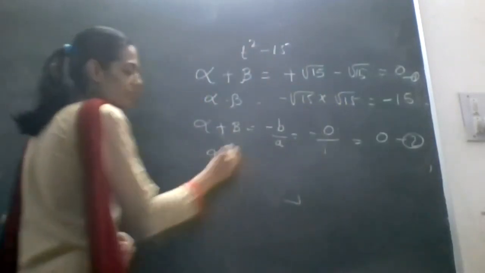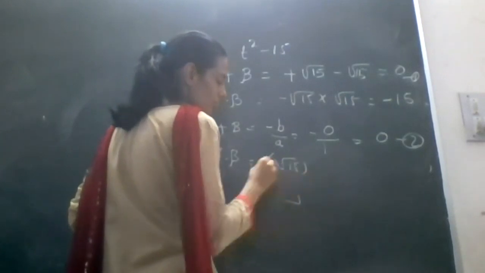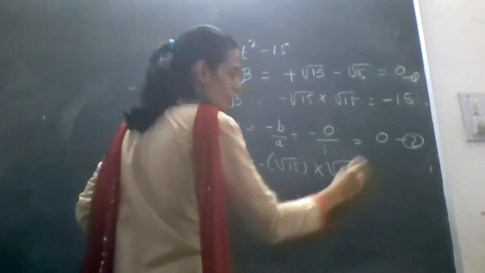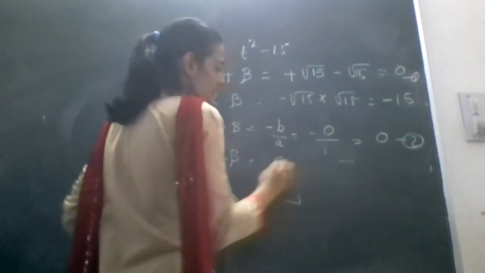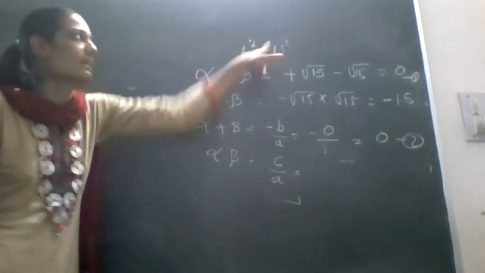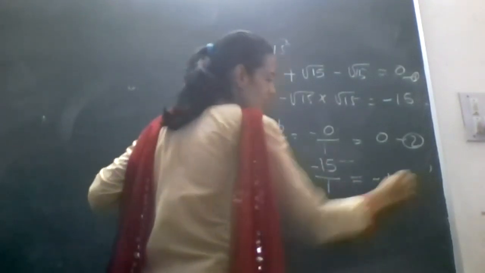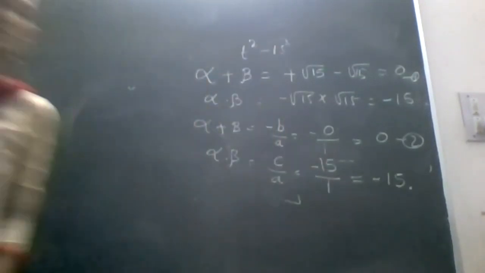Now here, alpha into beta. So beta is under root of 50 minus under root of 50 into under root of 1. This is c upon a. What is the c now? Given 0, minus 15 only. So minus 15 upon 1 is equal to minus 15. And it is verified.